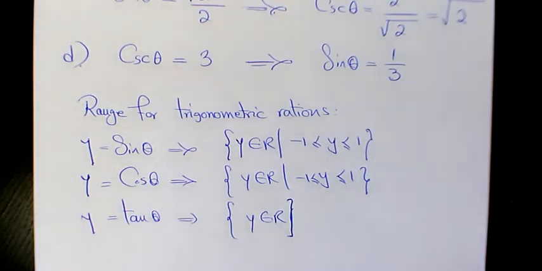So these are all about trigonometric ratios, both primary trigonometric ratios and reciprocal trigonometric ratios. As you saw, we have 3 primary trigonometric ratios and we have 3 reciprocal trigonometric ratios.